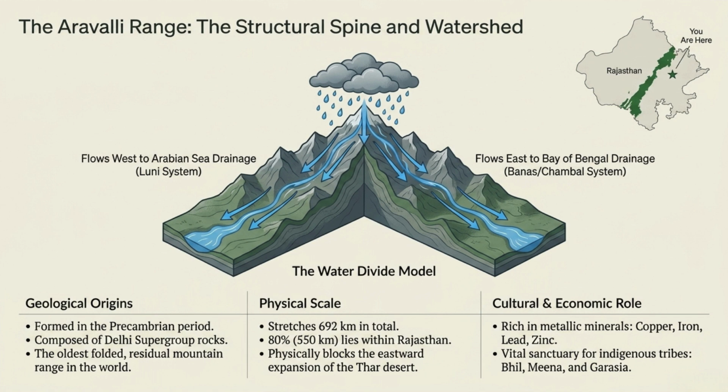Rivers on the west flow toward the Arabian Sea via the Luni system, while rivers on the east flow to the Bay of Bengal via the Banas and Chambal systems. Stretching 692 kilometers in total, with 80% of its length tightly packed within Rajasthan, it forms a literal physical barrier blocking the eastward expansion of the Thar Desert.